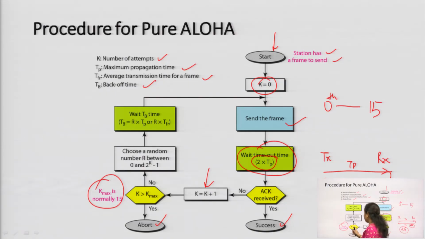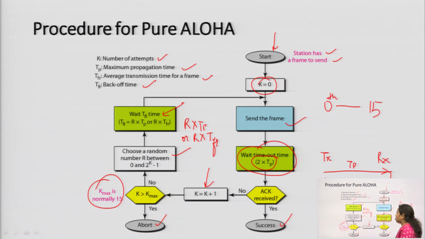If it has not reached the maximum limit, then choose a random number r between 0 and 2 to the power K minus 1. Then wait for the TB time. What is TB? TB is the back-off time, which is denoted by r times TP, or you can say r times TFR. TFR is the average transmission time for a frame, and it is multiplied by r. So, this is how pure ALOHA works.